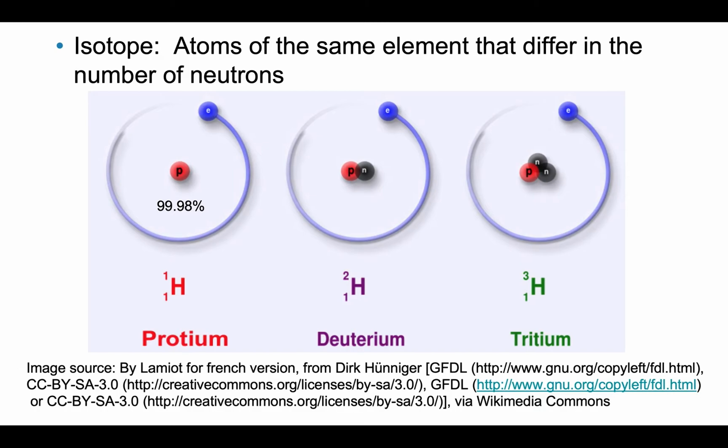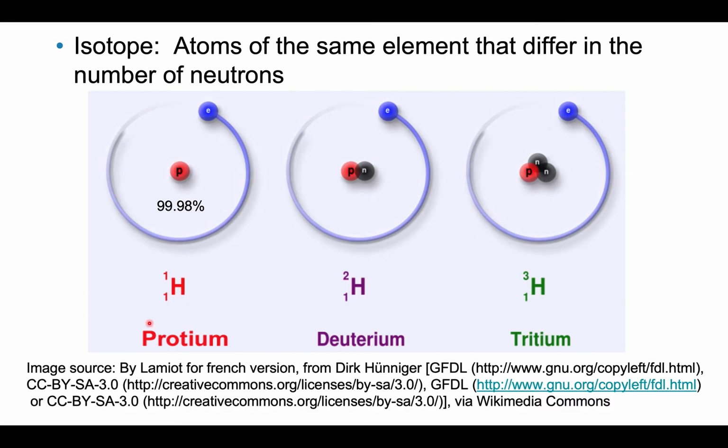Now, isotopes. What are isotopes? Well, elements don't come in only one form. In nature, elements come in different forms, which are called isotopes. Now, the difference between isotopes is in the number of neutrons that they have. Here's an example for the atom of hydrogen.